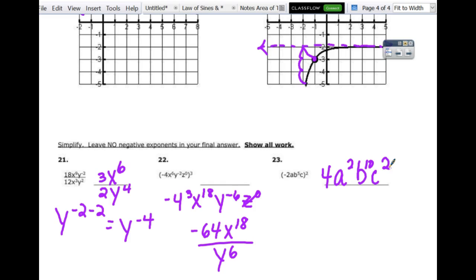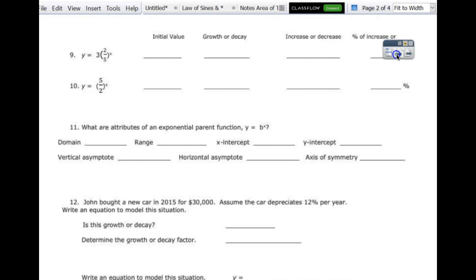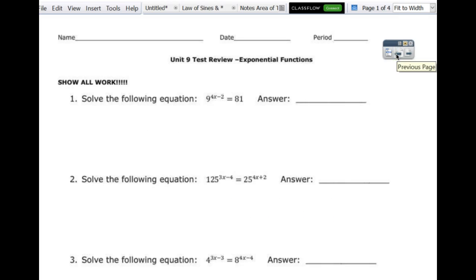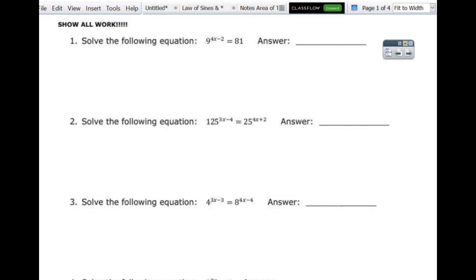Okay. So does everybody know how to do these problems at the beginning? Everybody knows how to do these problems? You're all good? All right.